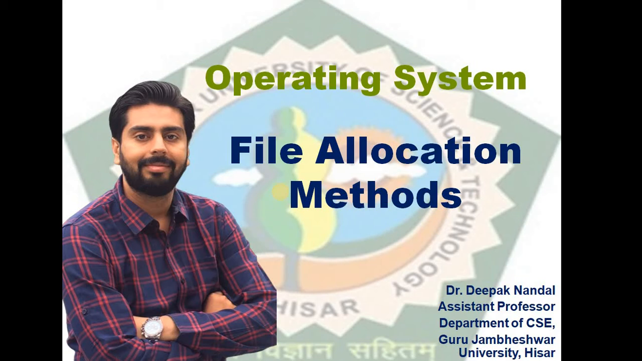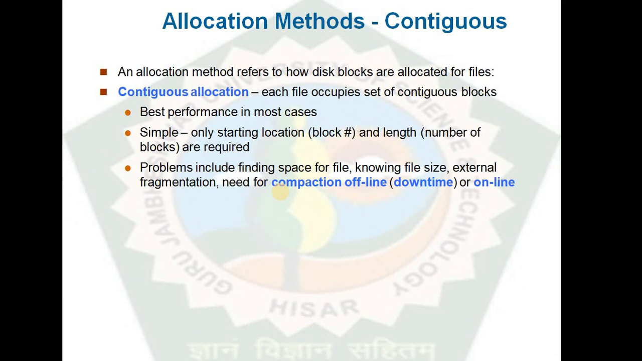For this there are basically three allocation methods in the file implementation. First is contiguous memory allocation, second is linked allocation, and third is indexed allocation. Some operating systems allow all three kinds of allocation systems, but in general most operating systems allow only one from all these three allocation methods. So first is contiguous memory allocation.